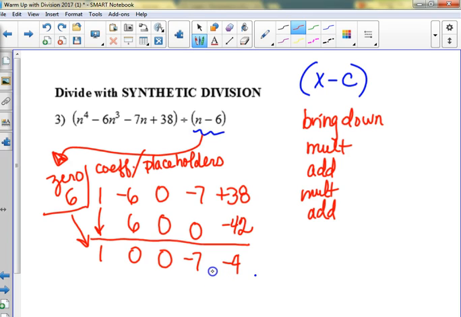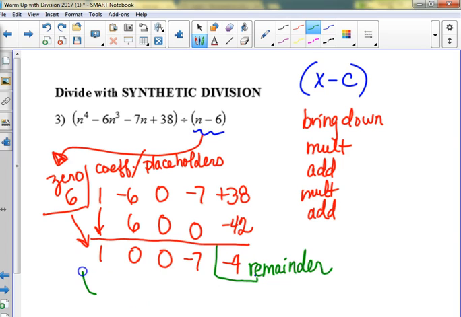Okay. Now, this is what's important that you understand. We got rid of all the variables and we did it with just numbers. We have to put them back in. What you need to know is the last term is the remainder.